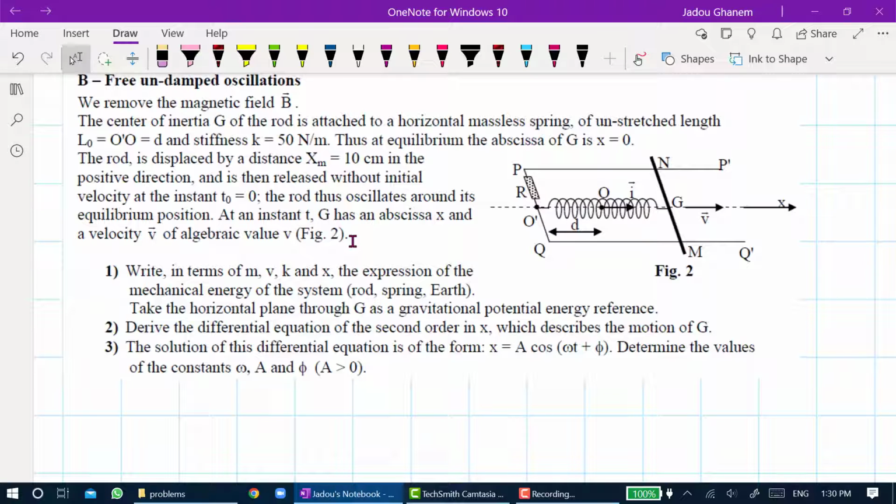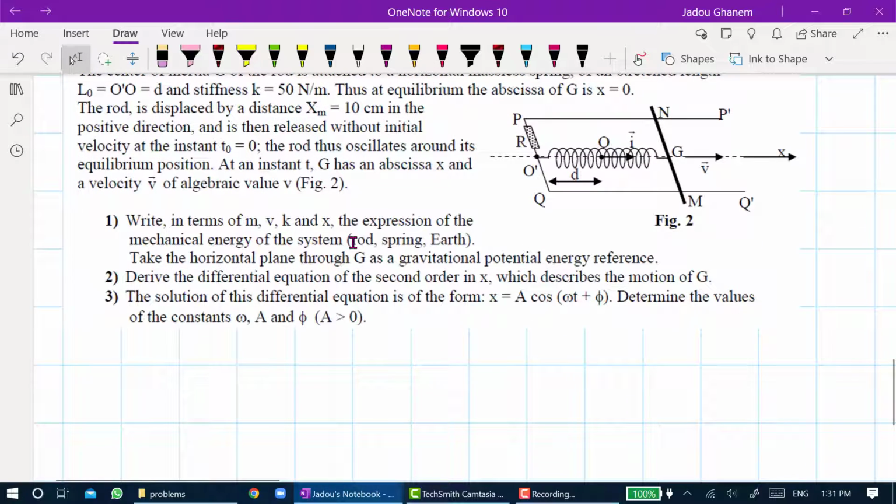The rod is displaced by a distance Xm equal 10 centimeters. So initially we displaced the rod by 10 centimeters in the positive direction to the right side, and it is then released without initial velocity. So V0 at t0 is 0. So let's write the givens. We'll use these givens later. At t0 equals 0, V0 is also equal to 0, and x0 will be equal to the capital Xm, which is 10 centimeters. The rod thus oscillates around its equilibrium position. At an instant t, G has an abscissa x and velocity v.